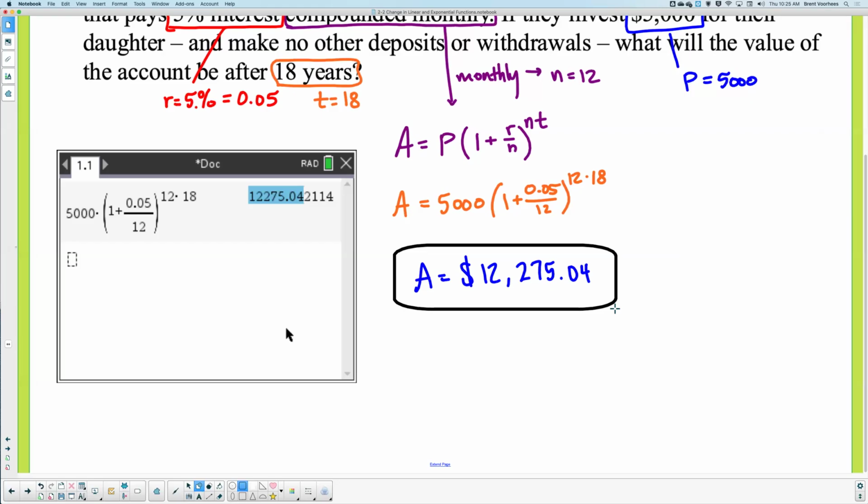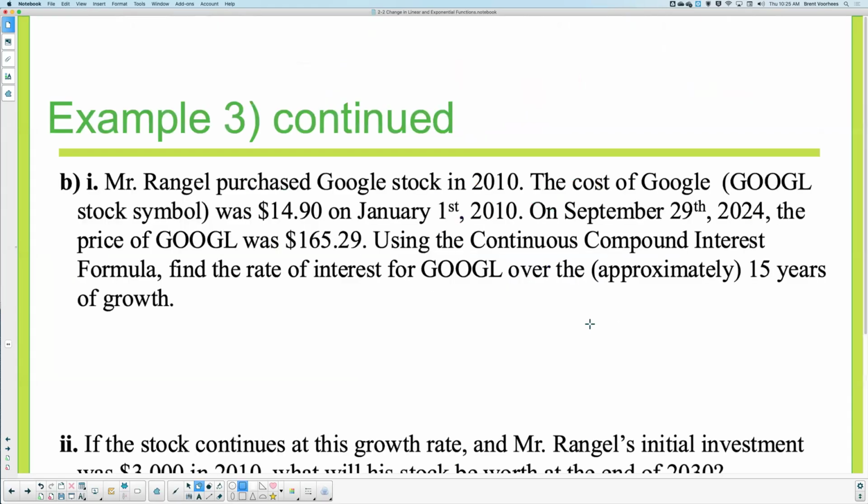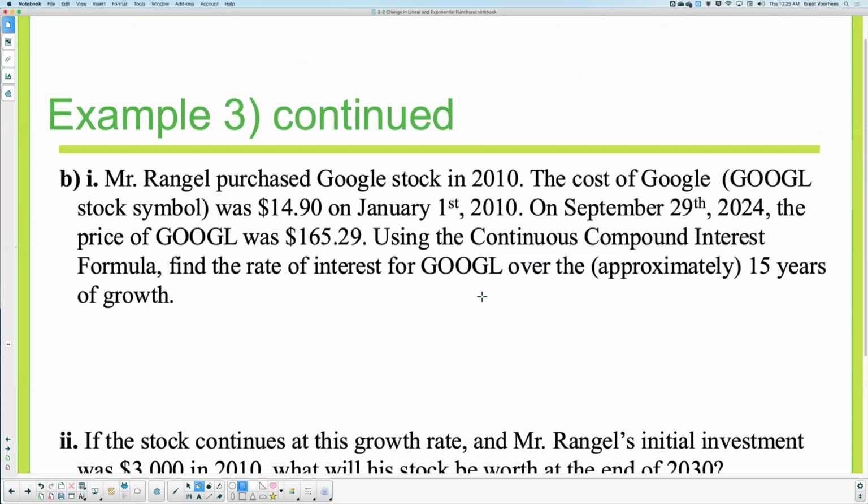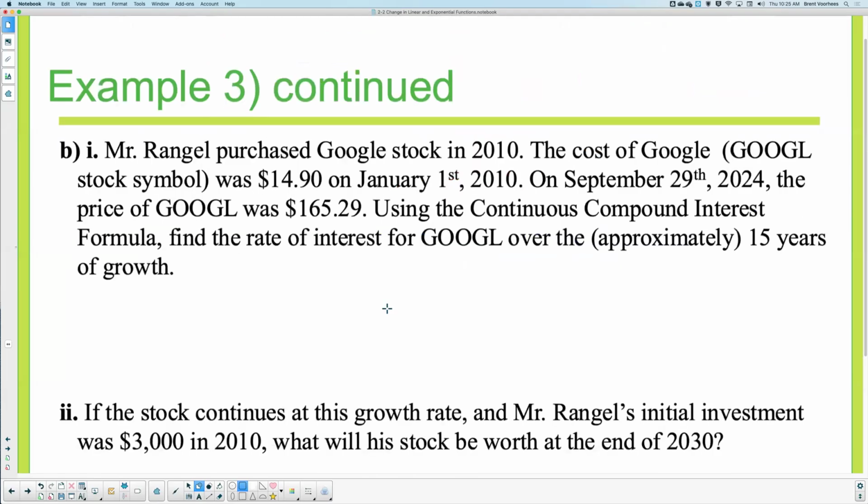All right. What's a safer way of having high risk? I would suggest looking into individual companies. So now that's what we're going to do. Part B here, we're going to look at Google. So Mr. Rangel purchased a stock in 2010. The cost of Google, and I put in parentheses here, if you actually wanted to look into buying it, this is what you would type in.